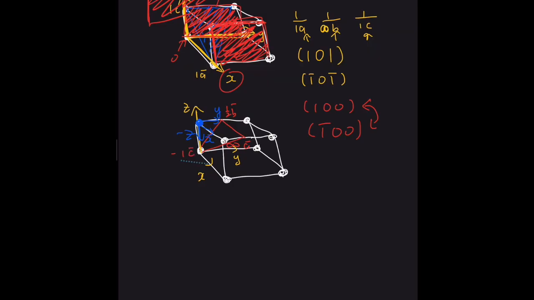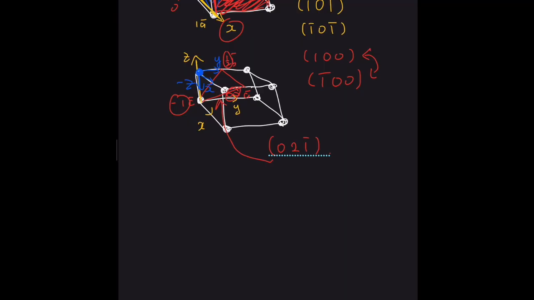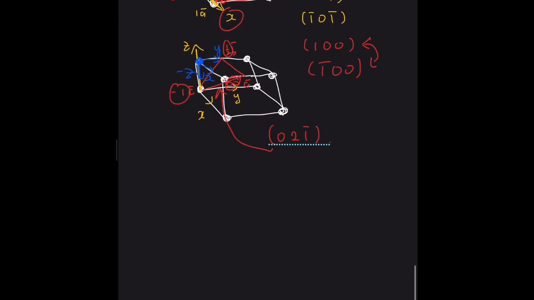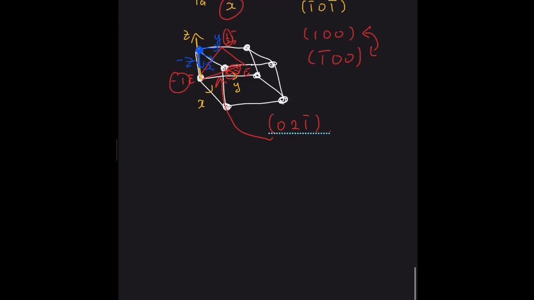So we just have to take the inverse of all these coefficients, and that gives us the Miller index of 0, 2, 1 bar. So that would be the equation of this plane, and some planes that are parallel to it. So, what do I mean by some planes that are parallel to it? Well, let's consider this example.